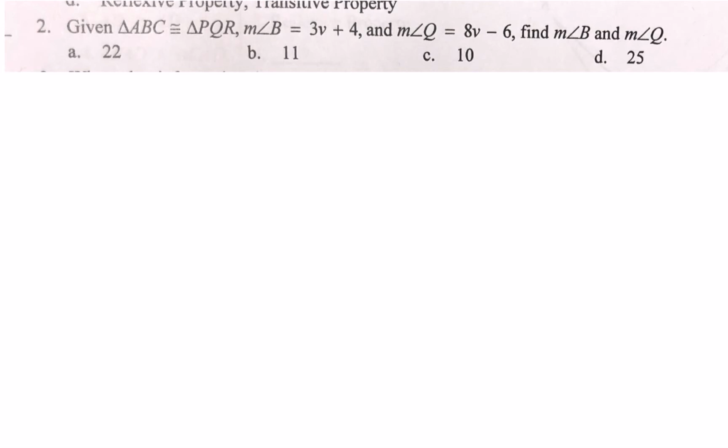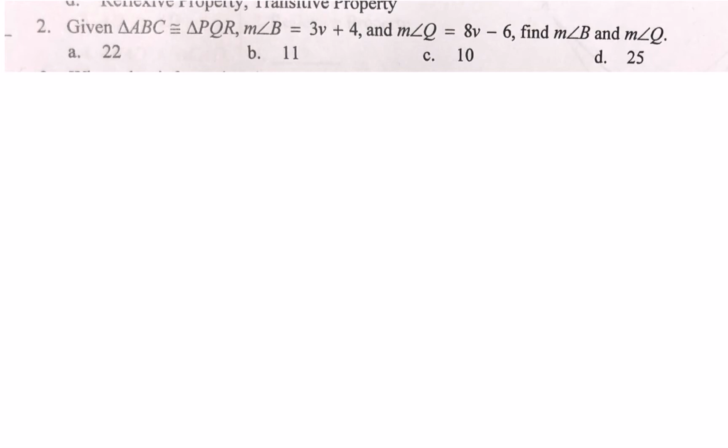Number 2 says, given triangle ABC congruent to triangle PQR, measure of angle B equals 3v plus 4 and measure of angle Q equals 8v minus 6. Find measure of angle B and angle Q.